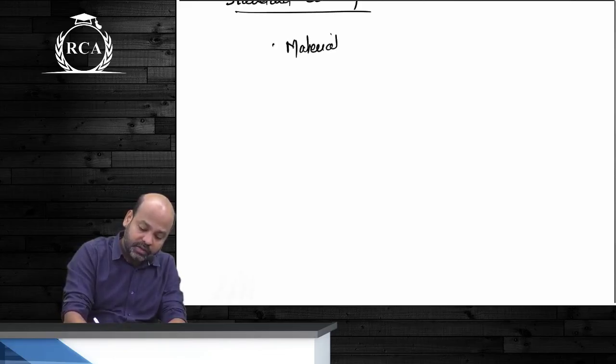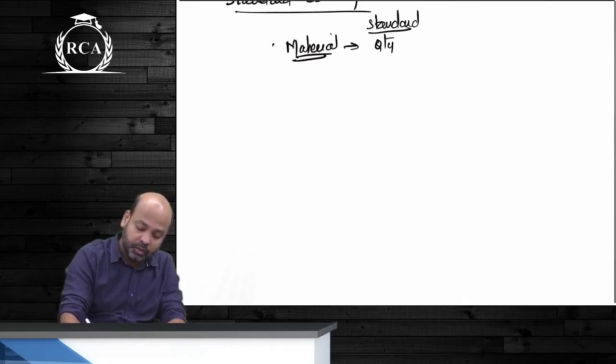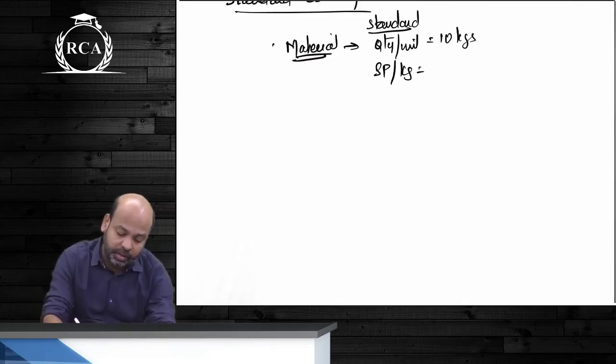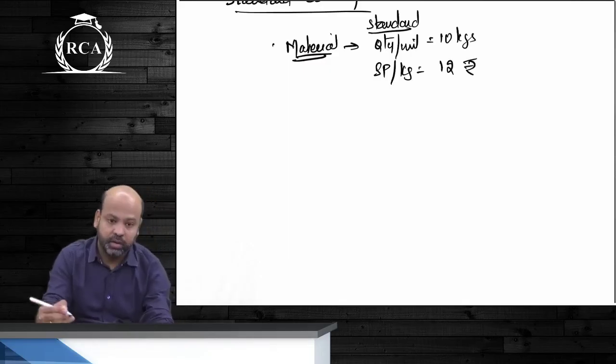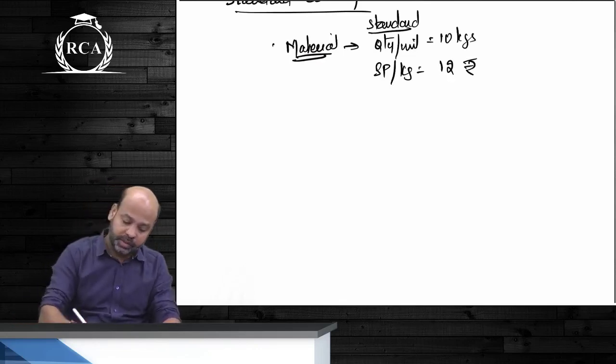The organization has set a standard that the quantity you should be consuming per unit is about 10 kgs. The price at which you should be purchasing each unit of raw material beta is, say, 12 rupees. 10 kgs is the quantity and 12 rupees is the price.